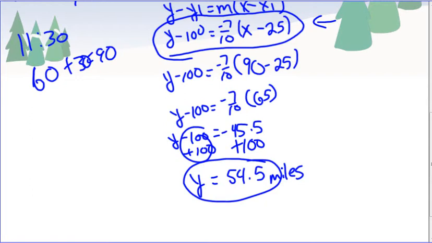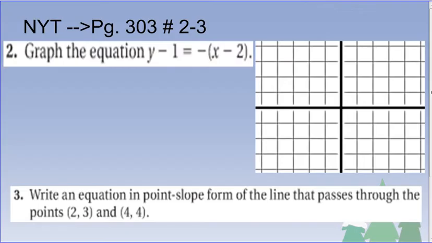All right. I would like you to please do these two problems from the textbook. They come from page 303, numbers 2 and 3. Number 2, a little bit of graph space is needed. If you don't have some, you can freehand it. Number 3, you don't need any graph space. You're just writing the equation of the line. Go ahead, pause the video, try these two problems, and we'll get back together in just a minute.